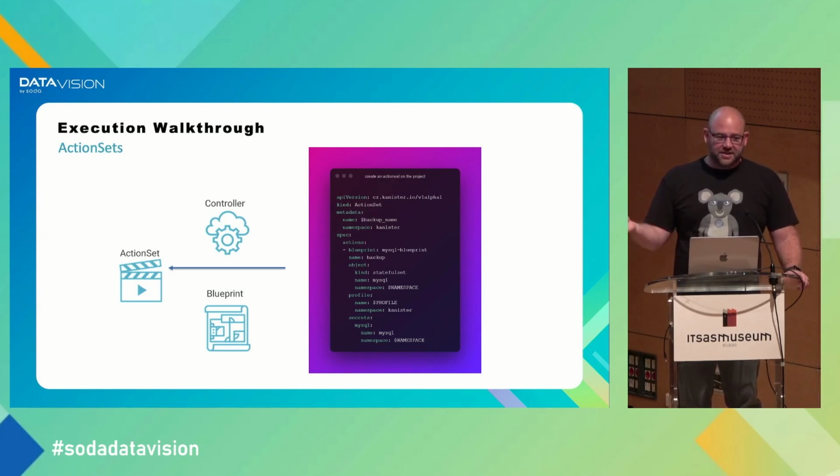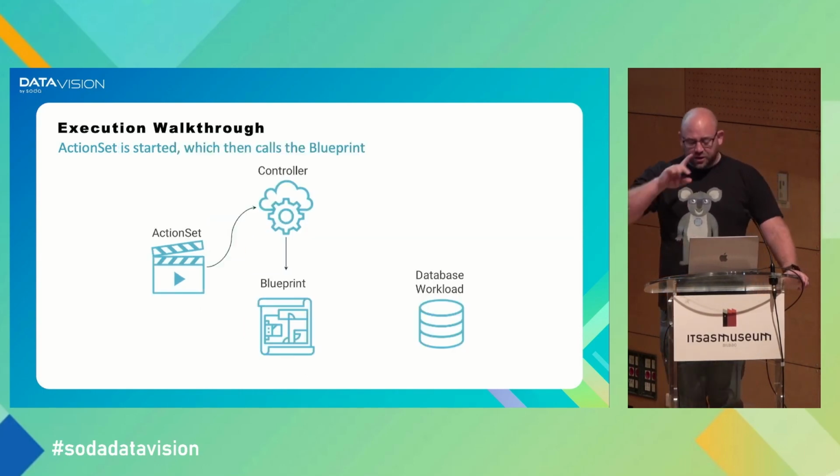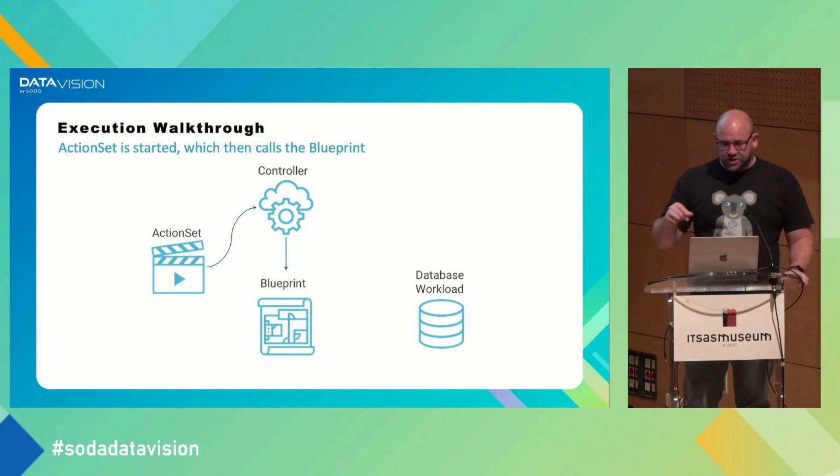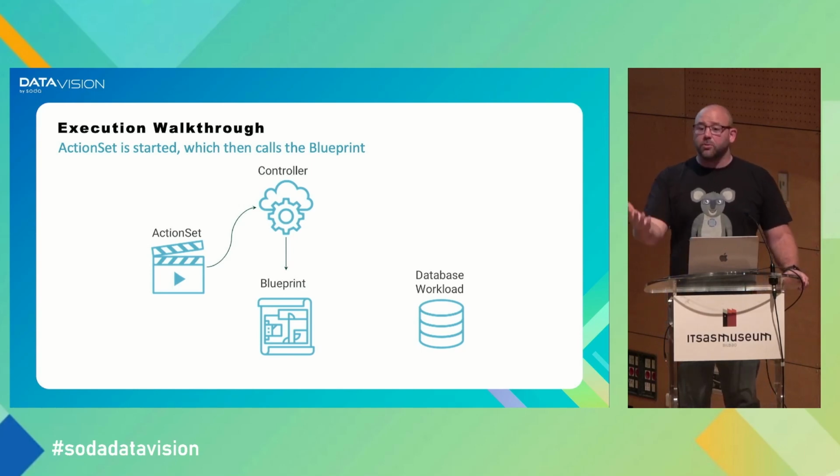So an if-this-then-that type scenario. The action set is going to trigger that blueprint against the application that we have. It's then going to go through the process of the blueprint to hopefully complete that action and give us a good, solid copy of our data. So what that looks like in terms of a flow: we have our action set, we trigger that off, the controller, the operator, then goes and finds that blueprint, and I'll show you a little bit more in the demo.